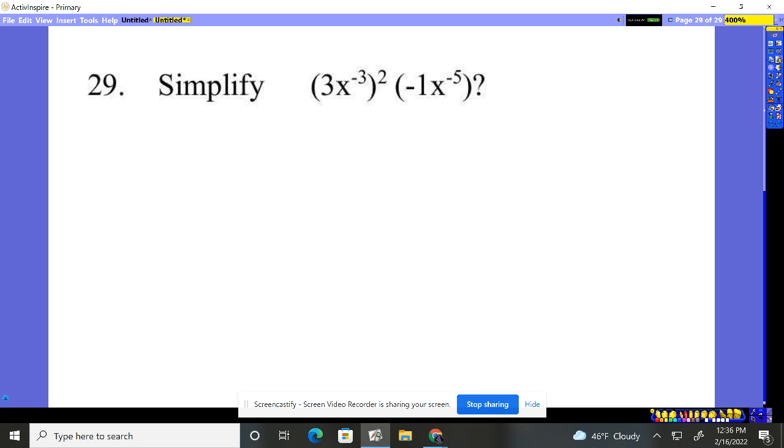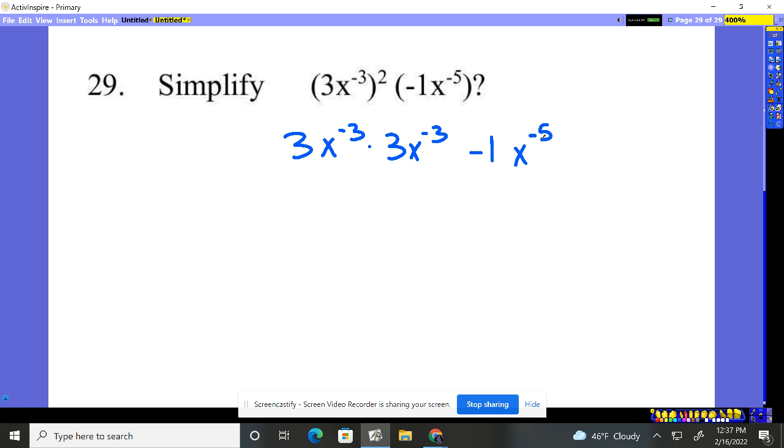29 is a little bit harder. Okay, we got to deal with some negative exponents. And this one is sort of pretty difficult, actually. And this is all for real SOL. So it wants us to square that 3x to the -3rd. So it's basically we have a 3x to the -3rd times another 3x to the -3rd. Then we're multiplying by a -1 and an x to the -5. That's what it has here.